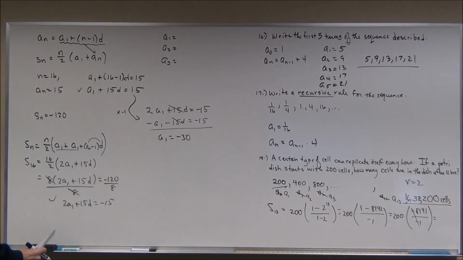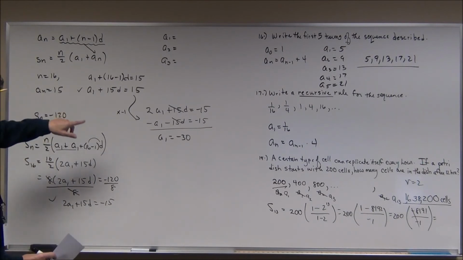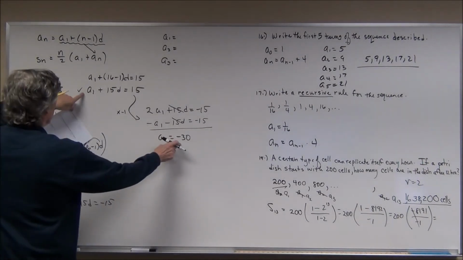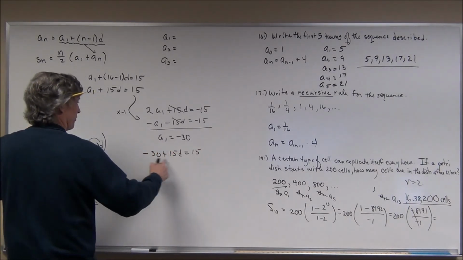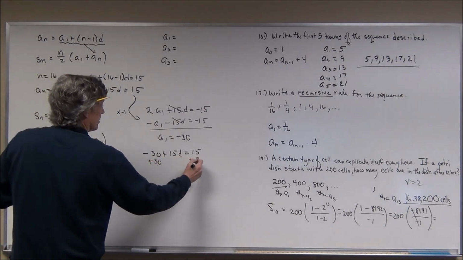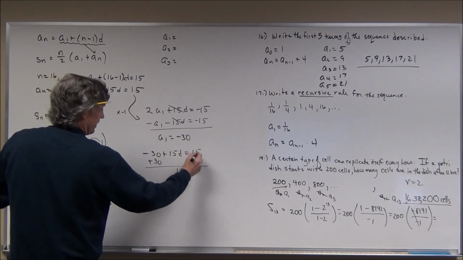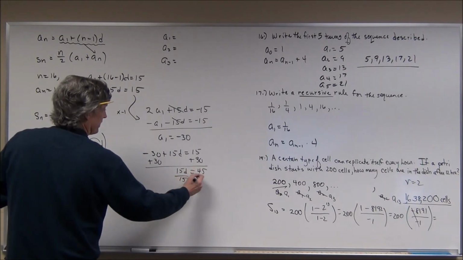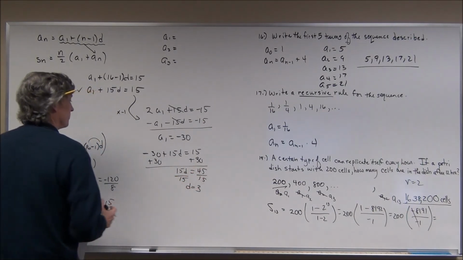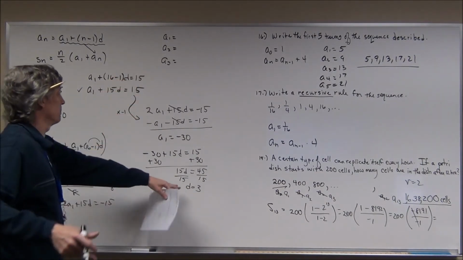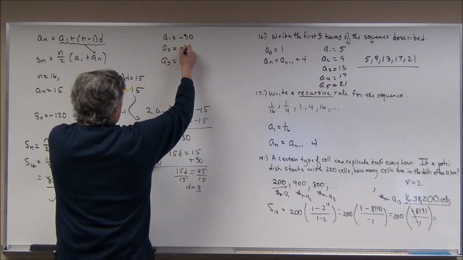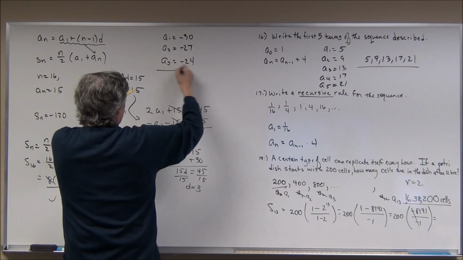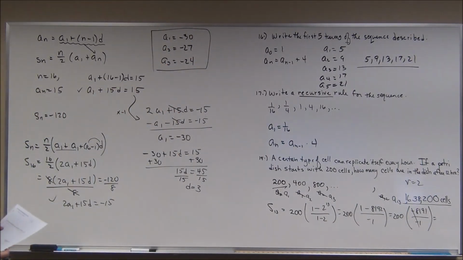Alright, what's my difference here? My difference is, let's go back to this equation. This is negative 30 plus 15d is equal to 15. If I add 30 to both sides, I get 15d equals 45, divide by 15, I get the difference is 3. So that means it's getting 3 bigger because it's positive. So my a sub 1 is negative 30, a sub 2, you add 3, and there's your guy right there. That one's got a little bit to it. Memorize all your formulas, practice your problems.